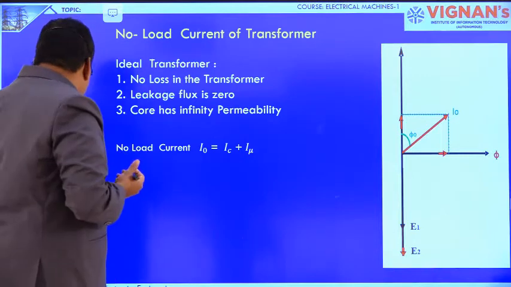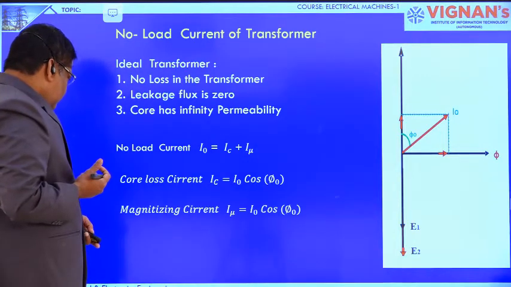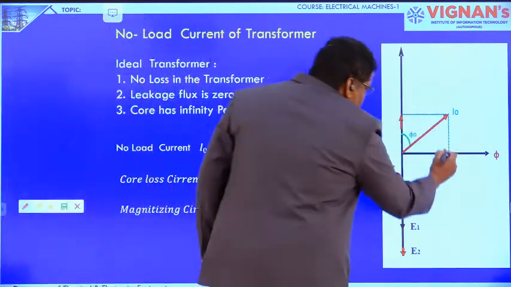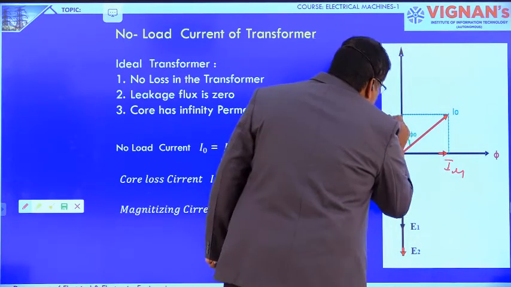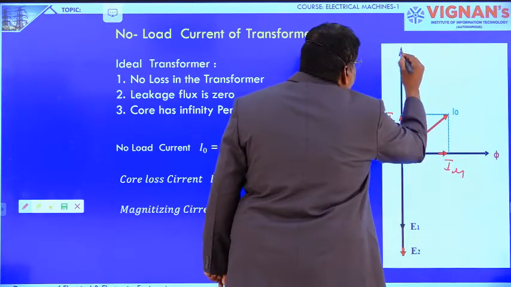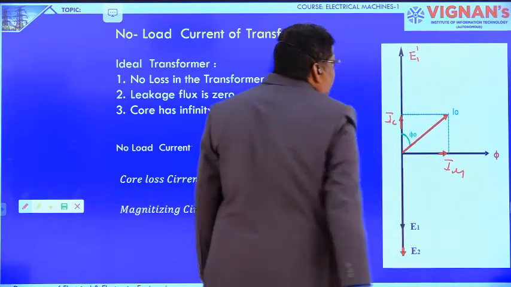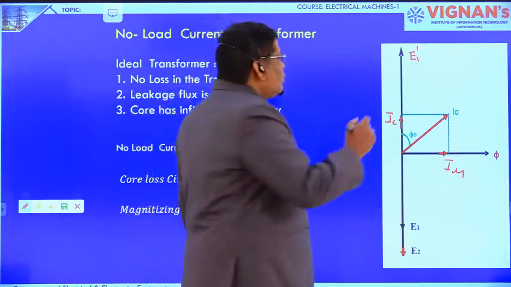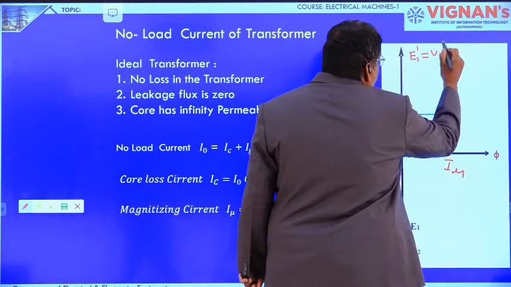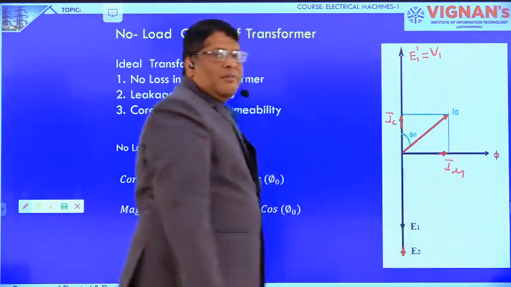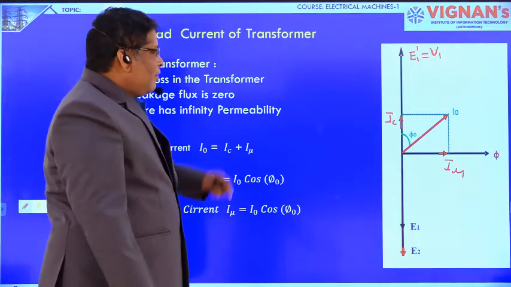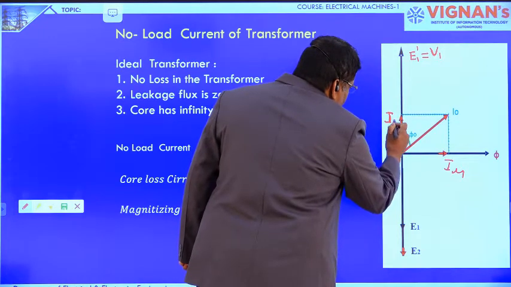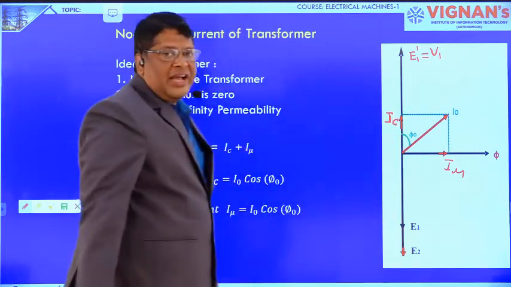Next, the no load current. From this diagram, all the things we have already discussed. See here, this is I mu. This is the core loss current. This magnitude is nothing but E1 dash, the voltage drop in the supply due to E1. This is equal to V1, the supply voltage, because we neglect the voltage drop in the primary winding of the transformer. This current is the magnetizing current. This current is the core loss current. That's why we have taken the suffix C.